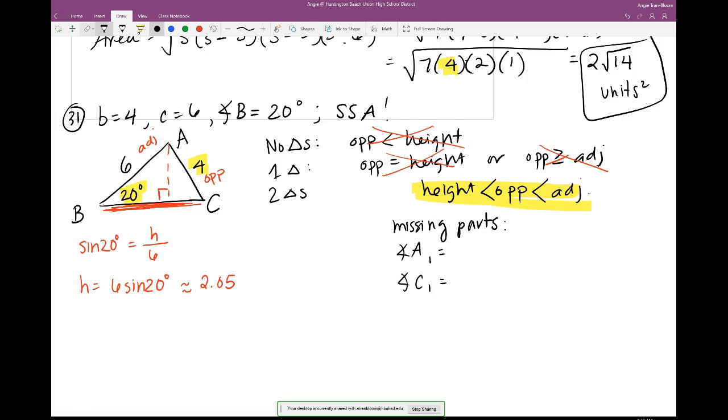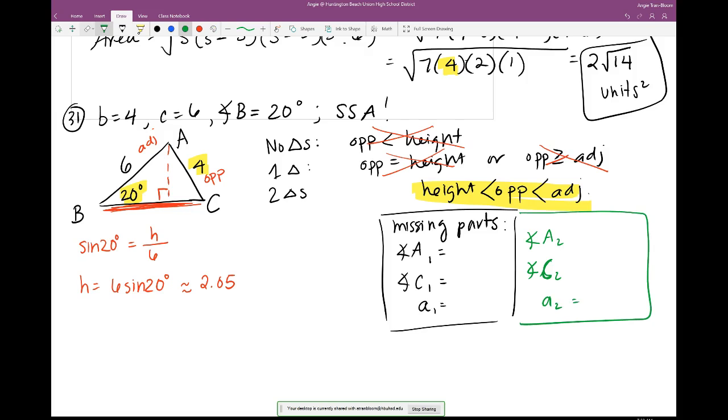And what else is missing? Little a subscript 1. So missing parts, we'll put that right there. Then we are going to find the second one as well. All the letters are still the same, but we're going to call it subscript 2, because that belongs to the second triangle. All right, let's find the first one first.